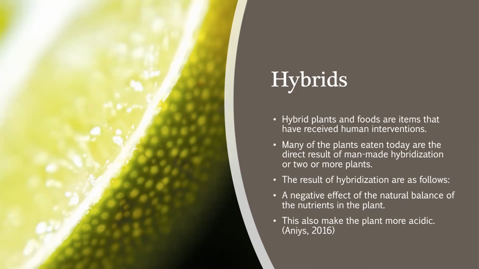So as fun and catchy as that all sounds, our bodies don't know how to digest it because it's not pure and from its original source. So many of the plants eaten today are the direct result of man-made hybridization of two or more plants. The result of hybridization are as follows. It causes a negative effect of the natural balance of the nutrients in the plant. And more specifically, it also makes the plant more acidic. And you don't want an acidic body, you want an alkaline body because alkaline equates to having sort of an electrical charge in your body. It helps to drive us, gives us energy, decrease mucus, things like that.